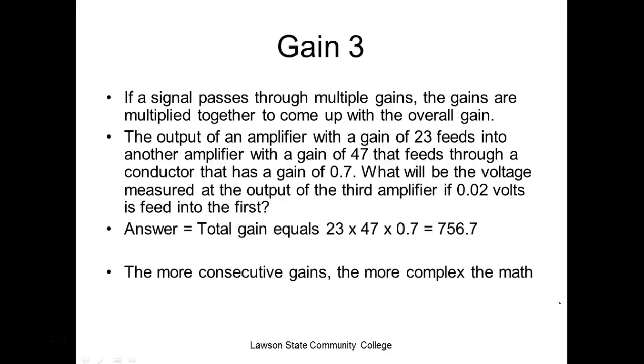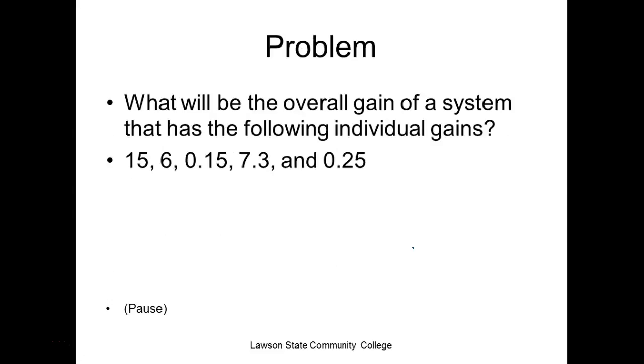So we could calculate the entire gain of a system by just multiplying the gains together. Now notice here, this is not a true gain. This is an attenuation, right? You understand? But if you knew all the gains and all the losses inside your system, you could literally calculate what you would get over here when you put something over here, in a communication channel. The more consecutive gains, the more complex the math. So we're not going to do these problems.